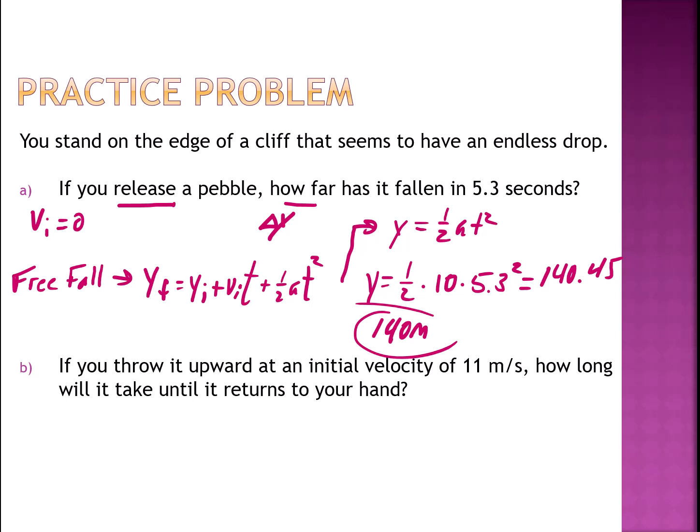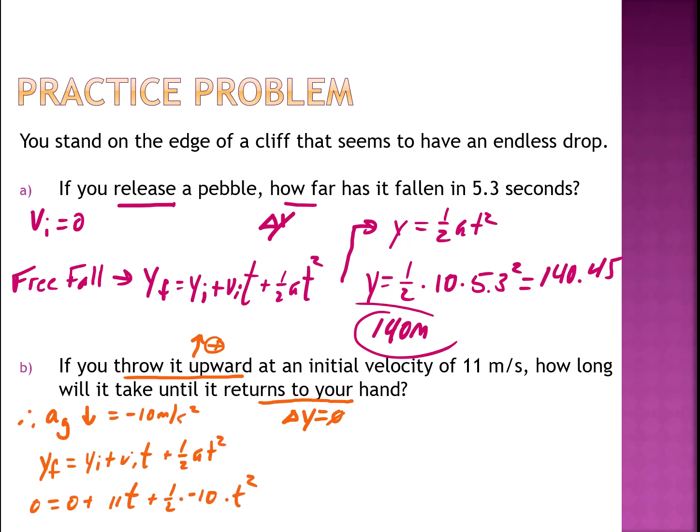Instead, what happens if we throw it upward, initially 11 meters per second? How long will it take to return to your hand? If it goes upward, I'm going to say that's positive. That means gravity is coming down, so that's going to be negative. When it returns to your hand, it's in the exact same starting position, which means the change in y will be 0. Coming down will be negative if going up is positive.